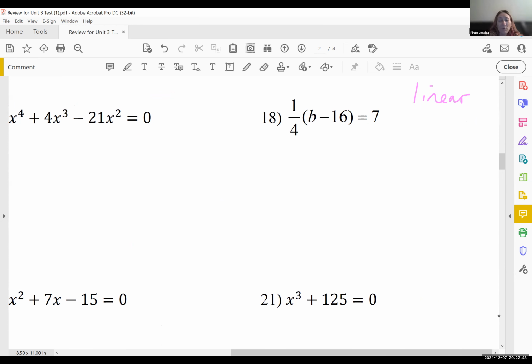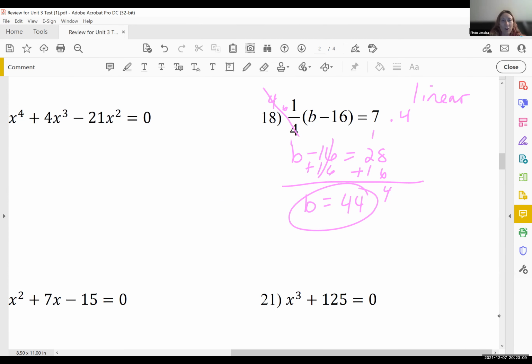Instead of distributing, what I'm going to do is get rid of that 1/4. The reciprocal is what I use with fractions, so I do times by 4/1. That gives me b minus 16 is equal to 28, and then I add 16. Then I have b is equal to, that would be 14. I get 44. Wonderful.